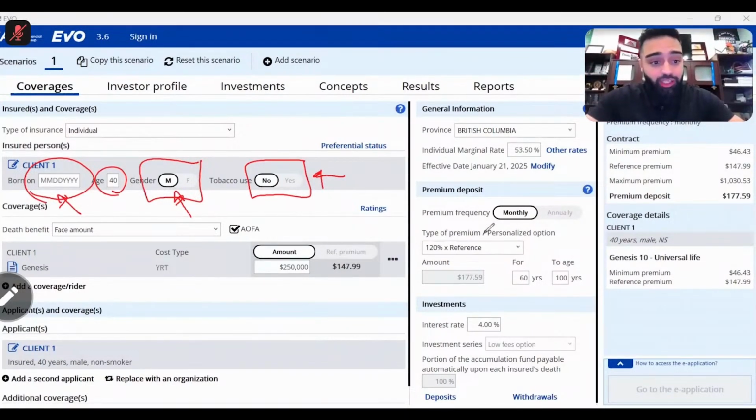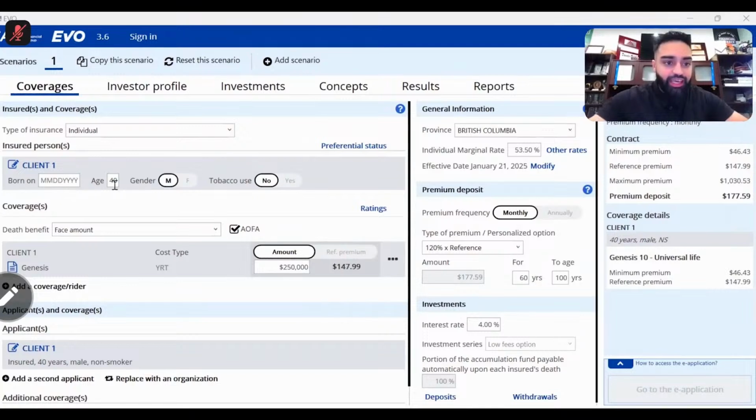Another thing you want to look at is right here. It says amount. This is the amount of life insurance. And it says reference premium right over here. Now, I'll show you how I would run the illustration. Let's say they are age 35, and let's say this is a female. And let's say this person can save $250 a month into a plan like this. I'm going to give you a little bit of an idea.